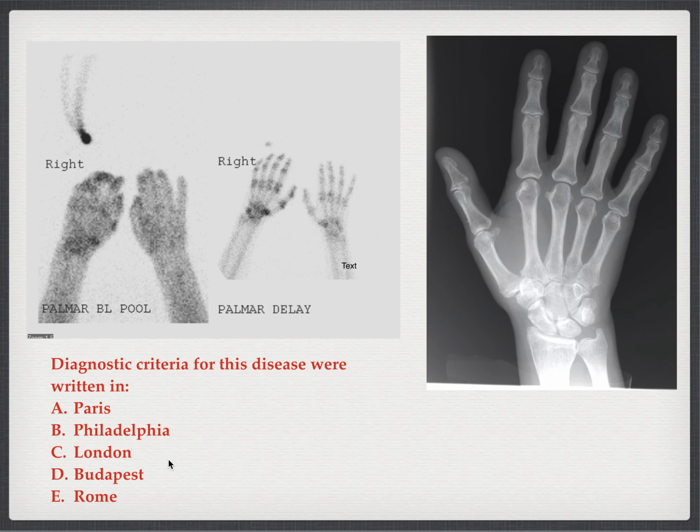All right, since you guys are really smart, I'm not just going to ask you what disease this patient has, but I'm going to ask you in which city were the criteria written for the diagnosis of this disease. We'll count to 3. 1, 2, 3. And obviously, I'm sure all of you knew the answer. It's Budapest, and this is reflex sympathetic dystrophy with a characteristic periarticular uptake in the extremity.